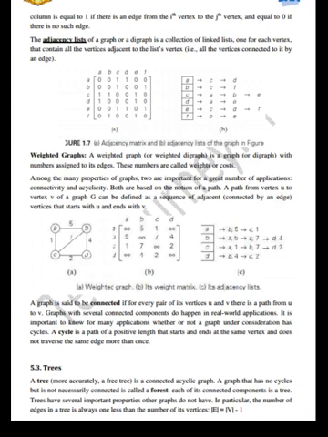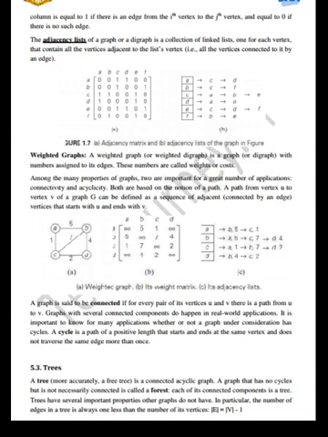See the figure. Now let us see, a graph is said to be connected if for every pair of its vertices U and V there is a path from U to V. Graphs with several connected components do happen in real-world applications. It is important to know for many applications whether or not a graph under consideration has cycles. A cycle is a path of a positive length that starts and ends at the same vertex and does not traverse the same edge more than once.